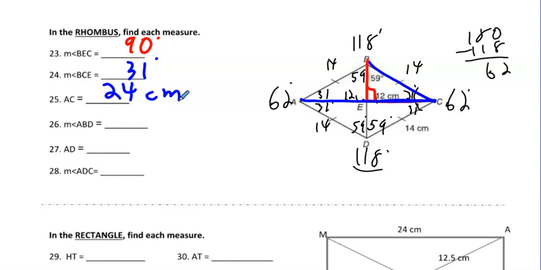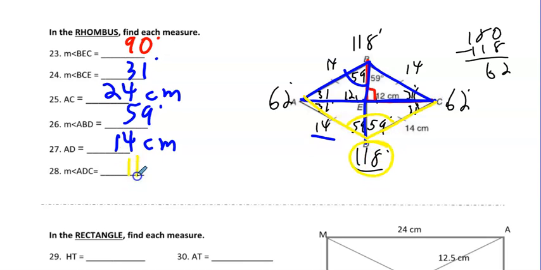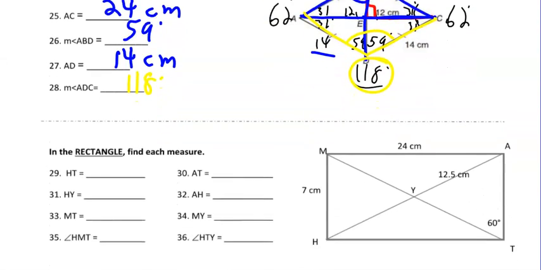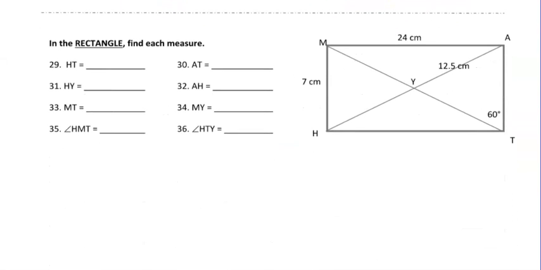ABD. A to the B to the D. That's this angle right here. 59 degrees. AD, which is on the outside piece, which is right here, all of them are 14 centimeters. And last but not least, ADC is this entire angle, 118. See how easy it was after labeling everything? We're going to do the same thing here, and then we're finished.